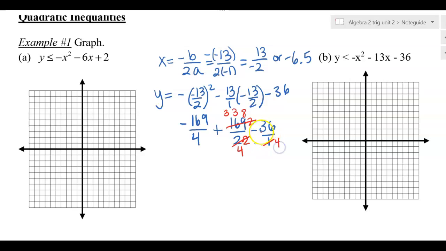I need a denominator of 4, so I'm going to multiply 36 by 4. Yeah, 144. Is this okay with everybody? I'm just doing fraction work, okay? So 338 minus 169 is 169, because I got 338 by doubling 169.